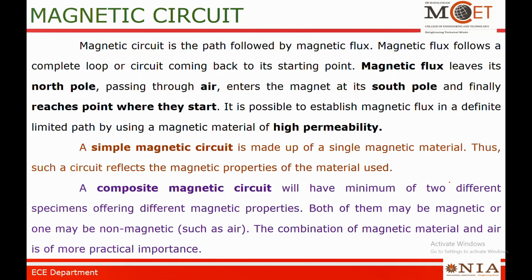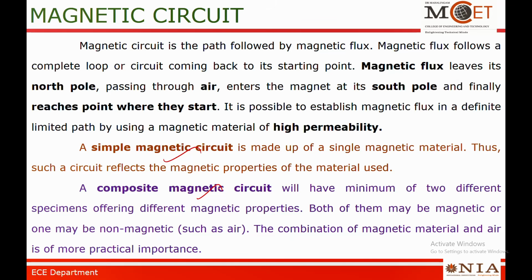The next thing we are going to see is the magnetic circuit. For example, let us think about a single magnetic circuit and a composite magnetic circuit. The single magnetic circuit is taken with one single magnetic material, whereas the composite magnetic circuit involves complex terms, which means adding one or more magnetic materials, offering different magnetic properties.